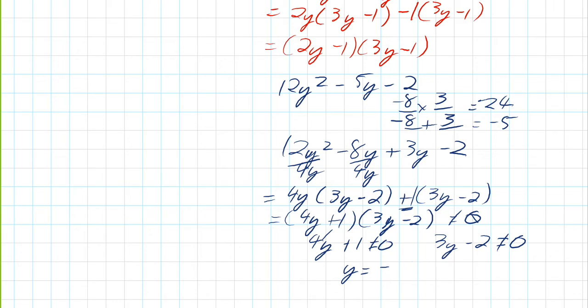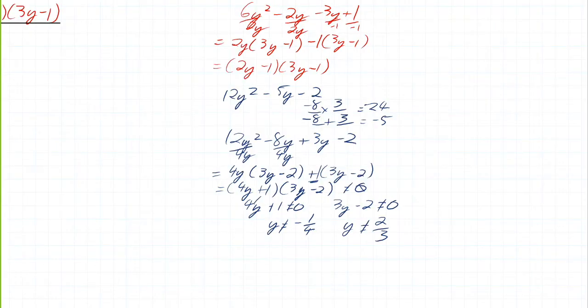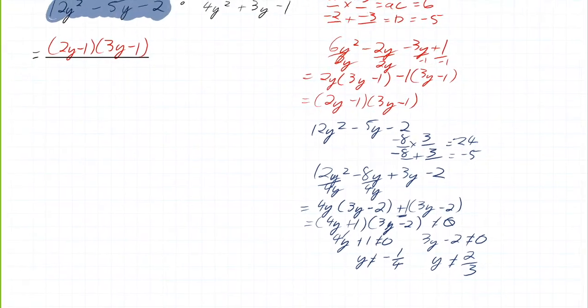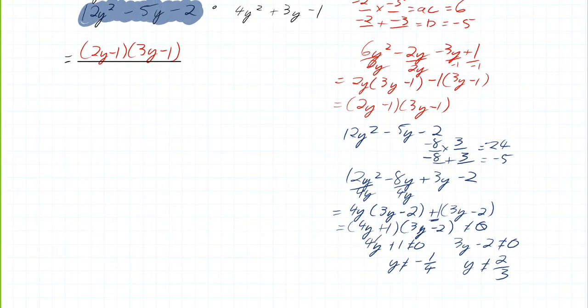Okay. x cannot be 1 over 4, and y cannot be 2 over 3. So we've got to keep those in mind as a pair of restrictions. We'll jump back up, zoom out a little, and write our newfound denominator in here, 4y plus 1, 3y minus 2. Okay, so that's one of the pairings.